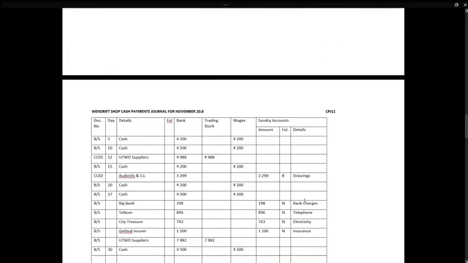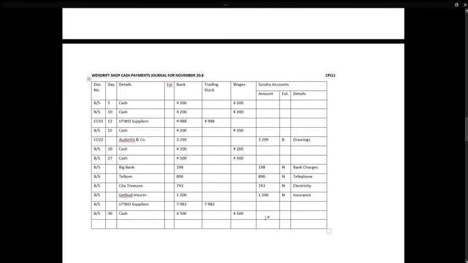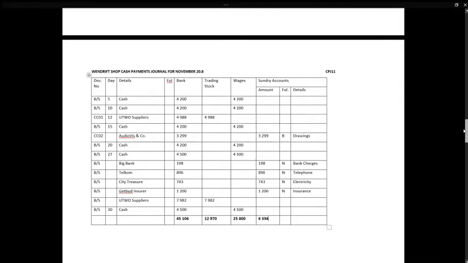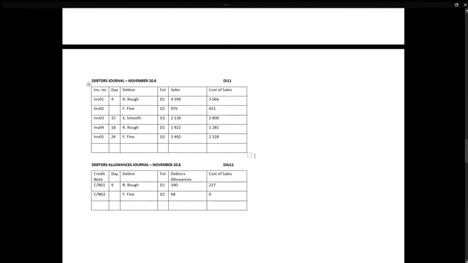Right, if you total your cash payment journal, the bank column, you should get 45,106 Rand. If you total your trading stock, you should get 12,970 Rand. If you total your wages, you should get 25,800 Rand. And if you total your sundry account, you should get 6,336 Rand.